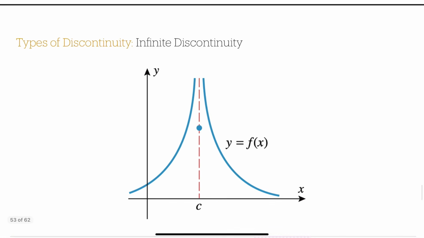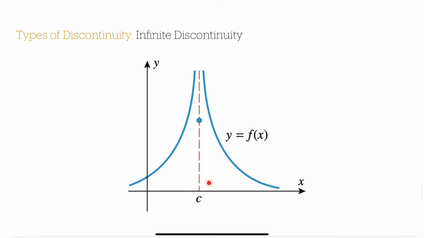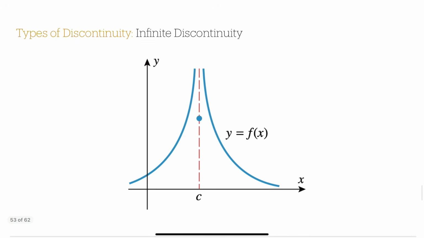Another type of discontinuity is the infinite discontinuity. So the one-sided limits of f of x as x approaches this value c are infinite. So this increases indefinitely upward. And because the limit is not defined, we can say that the function is discontinuous at x equals c, because of a violation of the second condition for the continuity of functions.